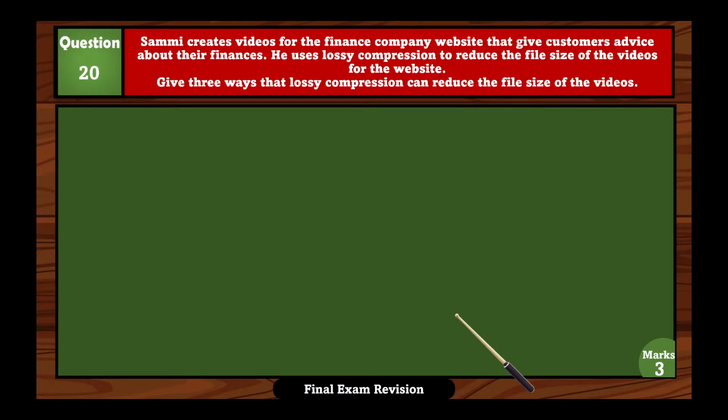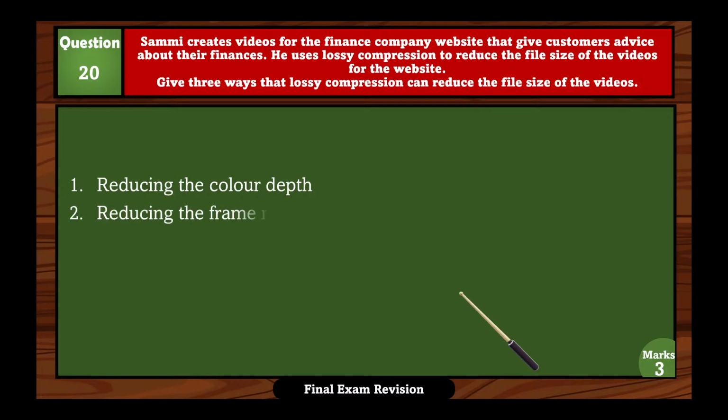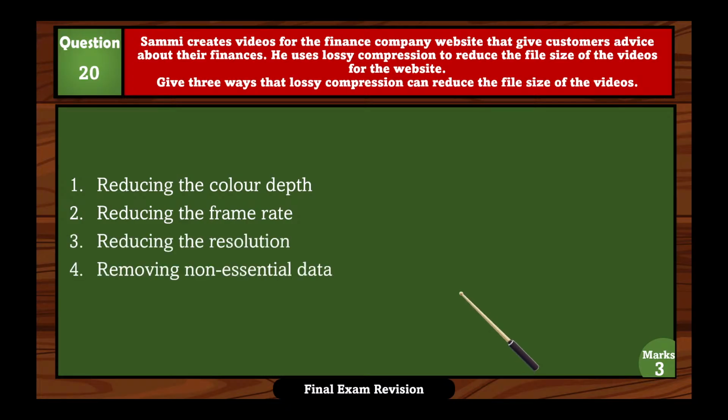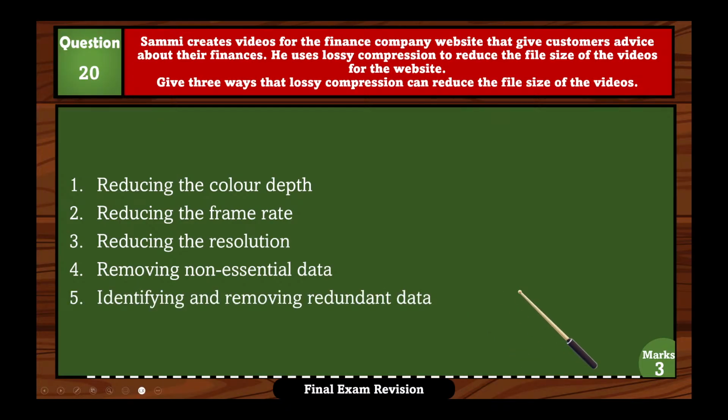Question number 20. Sammy creates a video for the finance company website that gives customers advice about their finances. He uses lossy compression to reduce the file size of the video for the website. Give 3 ways that lossy compression can reduce the file size of the video. So now we're talking about lossy compression. Lossy compression may reduce the video size by reducing the color depth, reducing the frame rate, reducing the resolution of the video, removing non-essential data, and identifying and removing the redundant data.